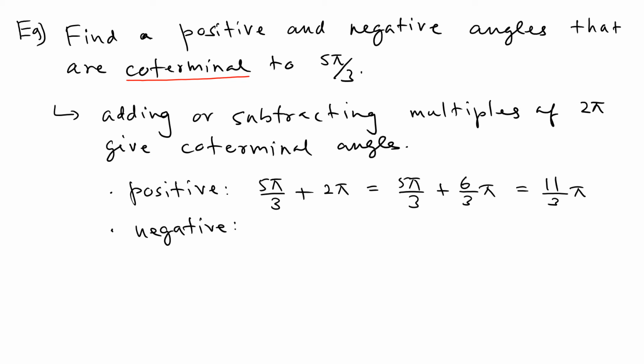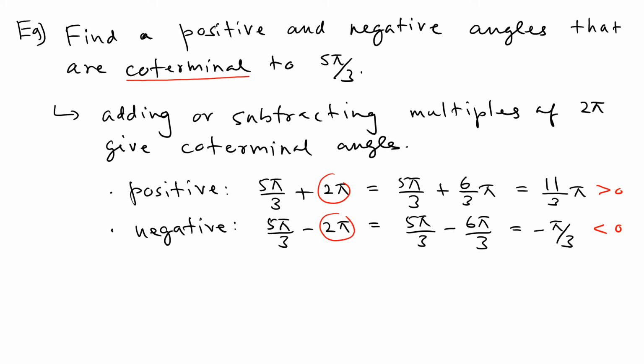For the negative angle, we subtract. So 5 pi over 3 minus 2 pi. If you do not get a negative angle, subtract 2 pi again, until you get a negative angle. Here, 5 pi over 3 minus, multiplying by 3, 6 pi over 3, gives negative pi over 3. That's a negative angle. So this is a positive angle, and this is a negative angle. They are all coterminal because we go full cycle. When you add those full cycles, they are coterminal.